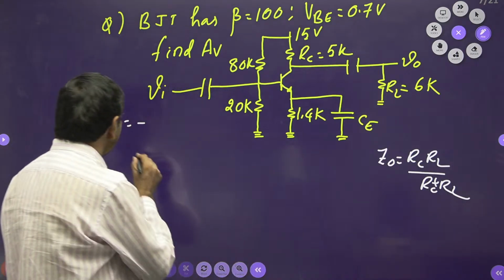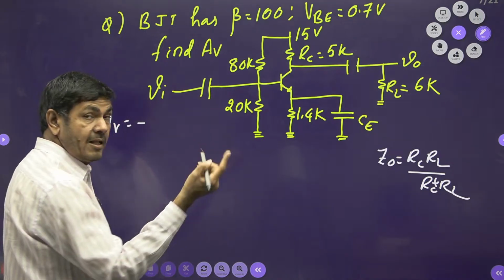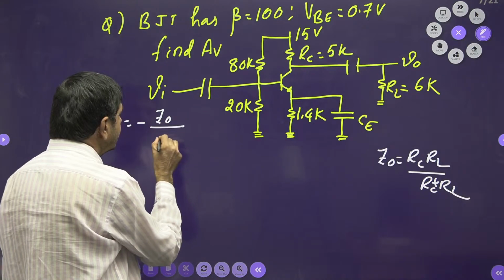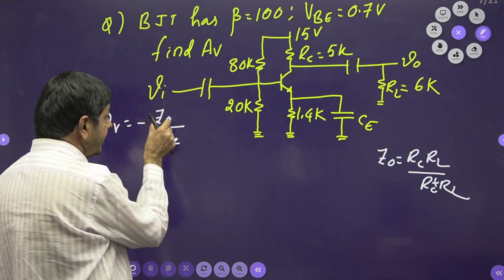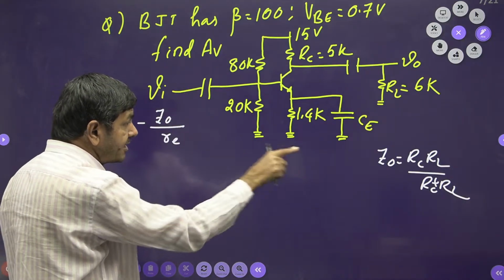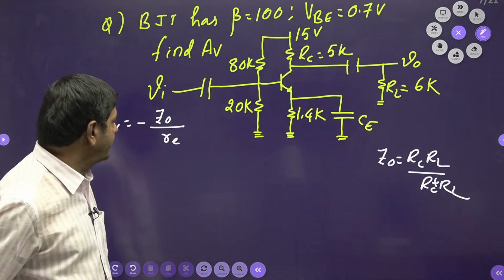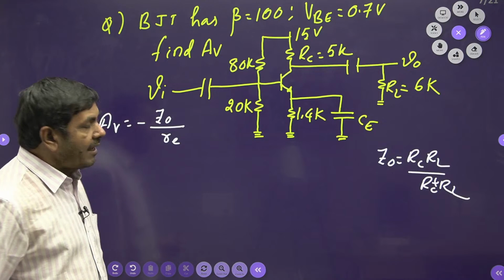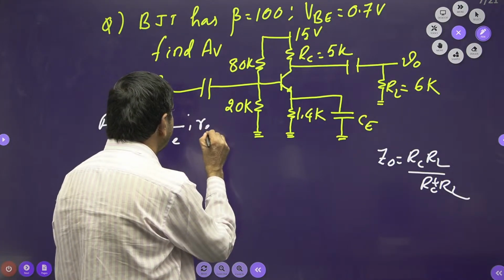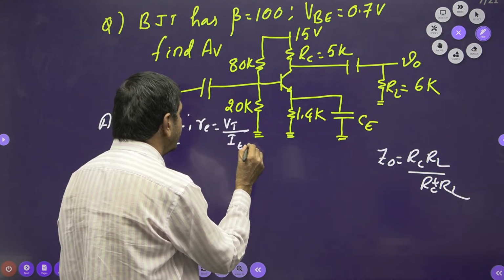Anyhow, this is the formula: in the place of RC by small re, I will use Z0 by small re. I had taken Z0 equal to RC only before, that's why RC by re. But Z0 is nothing but RC RL by RC plus RL, since RL is given. That formula is applicable. Initially, re is required. re can be calculated by the formula I gave already: thermal equivalent of voltage by emitter current under DC analysis only.